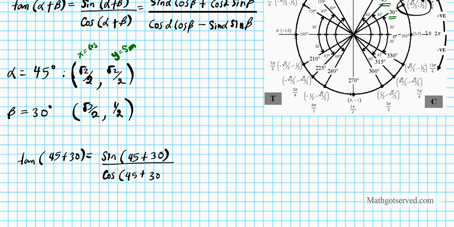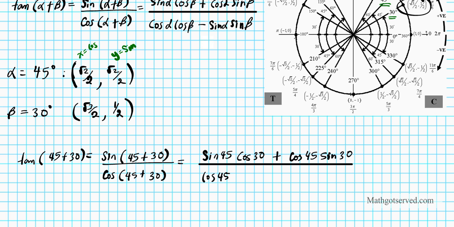Okay? Now applying the sum identities to the numerator for sine, we'll have sine 45 cosine 30. Notice the trig functions are different. Sine will stay the same, plus cosine 45 sine 30. Okay? That's for the numerator. And then for the denominator, we are going to have cosine 45 cosine 30.